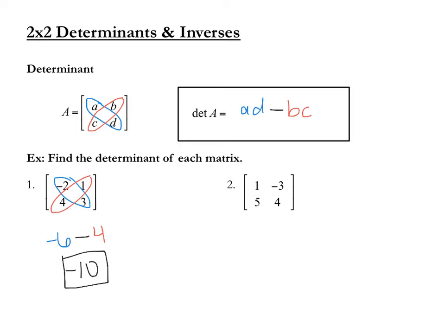So number 2, if I do the first diagonal, I get 4. And then it's minus the second diagonal, which is negative 15. Because it's minus a negative, you should change that to plus a positive, and you should get an answer of 19. Okay? Hopefully not too bad.